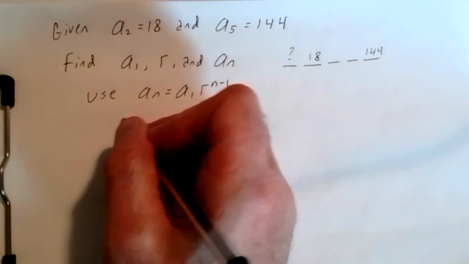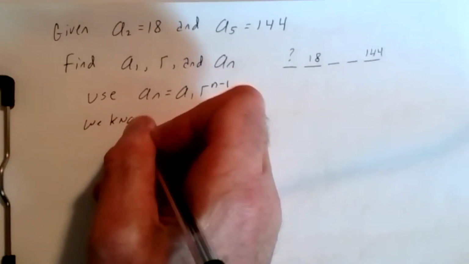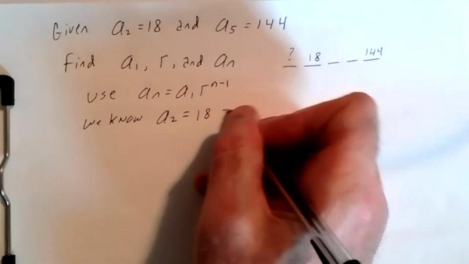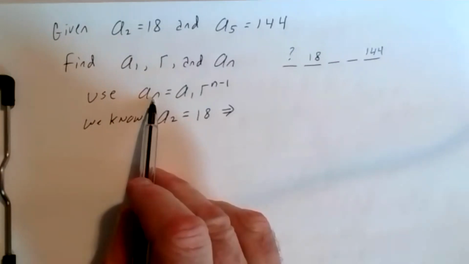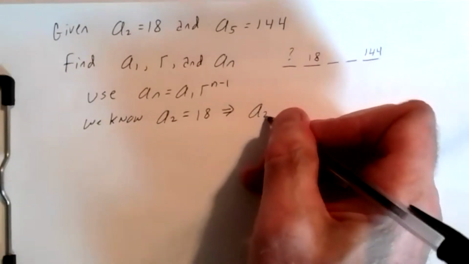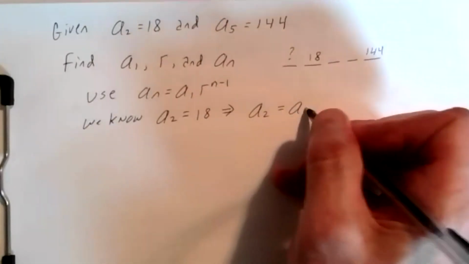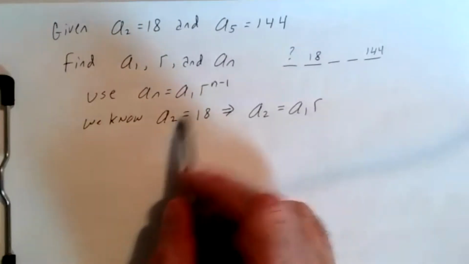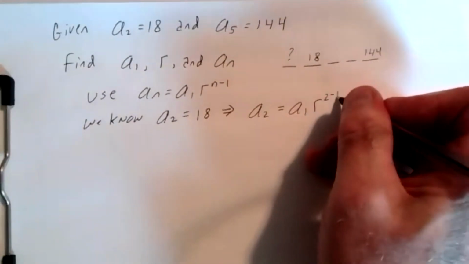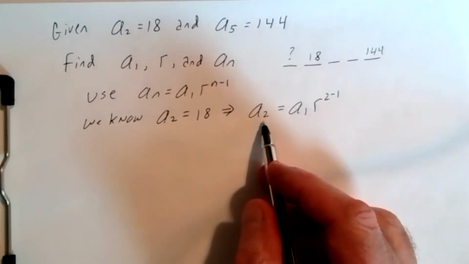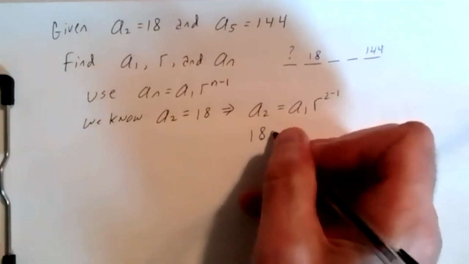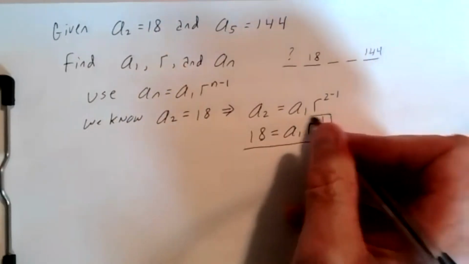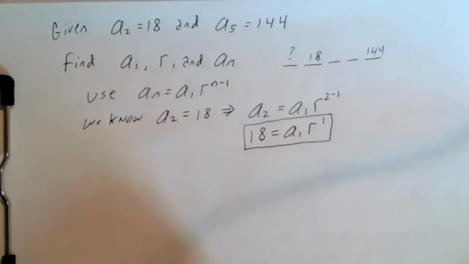We know our second term is equal to 18. So this would imply that if I use my nth rule and let n be 2, my second term is going to be equal to my first term, which we don't know, times our common ratio, which we don't know, raised to the 2 minus 1 power. But we know our second term is 18. So 18, therefore, must be equal to our first term times the common ratio raised to the first power. Put a box around that equation.